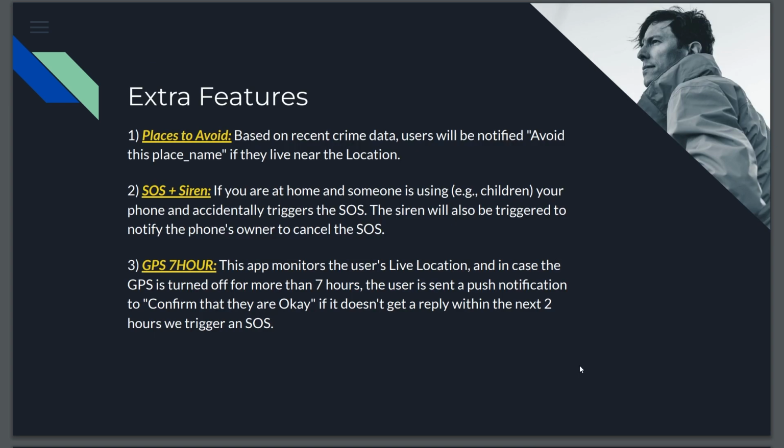Next is extra features. What extra do we offer besides this? First is places to avoid. What is places to avoid? Let's assume a recent crime has taken place in a place very near to you. Every user that is using our app within 5 kilometers will get a notification that a recent crime has taken place in this place. Using this you can be aware that this crime has taken place in this location.